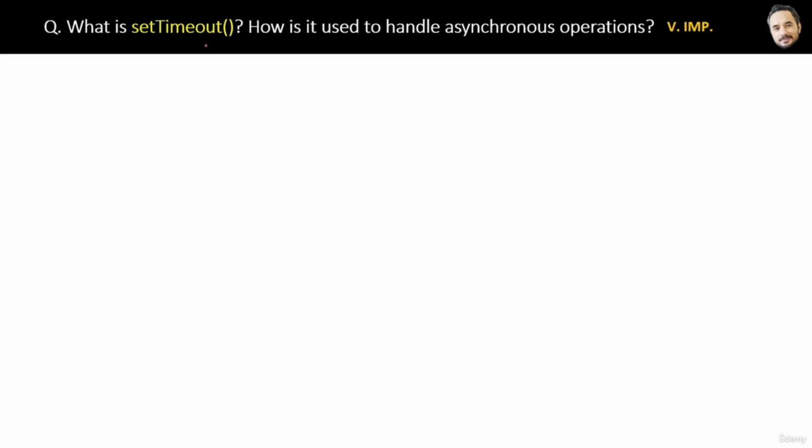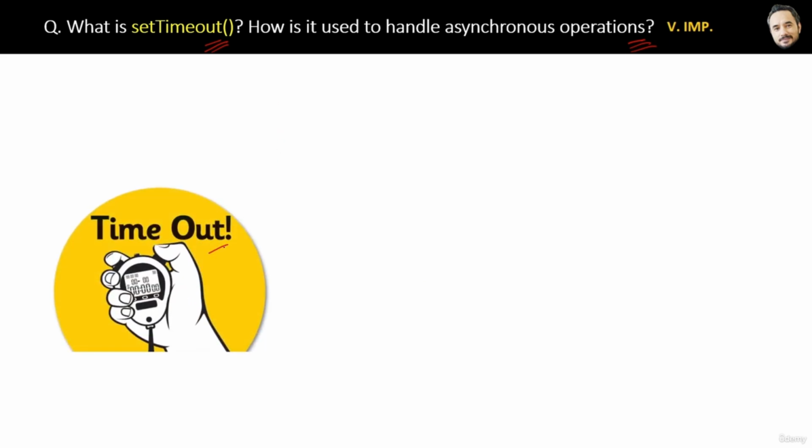What is setTimeout? How is it used to handle asynchronous operations? Very important question, and you will find this method in many places in UI applications. First of all, timeout means stop. Stop right now and start after 10 minutes, 10 seconds, or after some time. That is setTimeout. Here is the code.